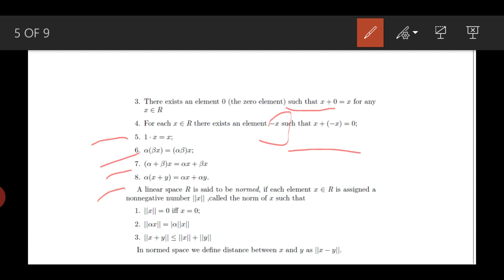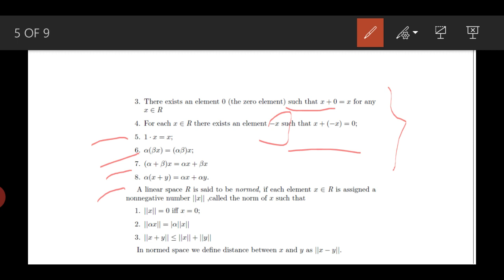And the last property goes on alpha times x plus y. This is just a distribution of alpha, and this says that if you add the elements then scale them, or first scale them then add, these are both the same things. So these are the properties followed by linear spaces.